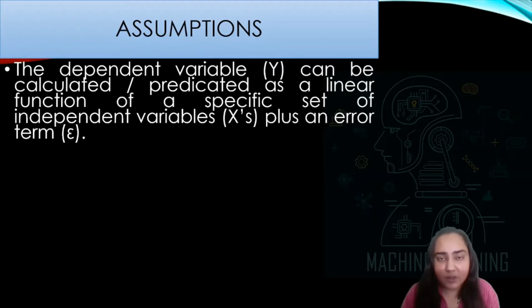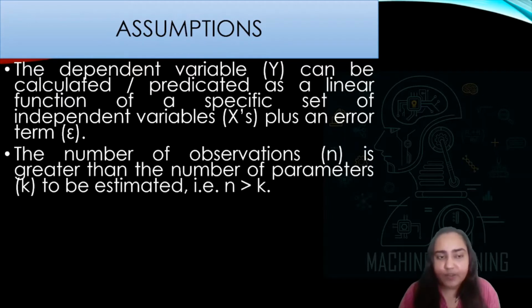First, the dependent variable y can be calculated or predicted as a linear function of a specific set of independent variables, plus an error term. This is just describing the linear regression equation, right? You have one dependent variable y, which you want to predict, and you have several independent variables x, which you want to use to predict y. If it's a simple linear regression, you will have only one independent variable x. But if it's a multiple linear regression, then you will have several values of x and you will use those to predict y. There's also an error term epsilon, which is added to this equation because the equation is not perfect. It is always going to have some errors.